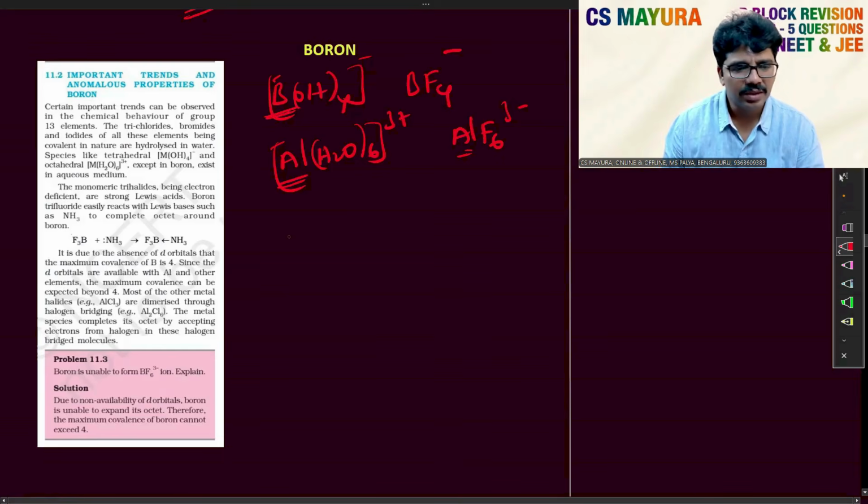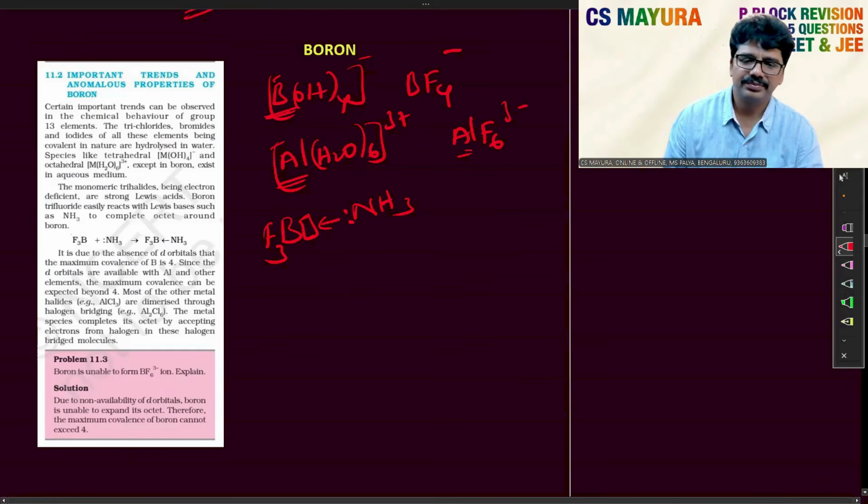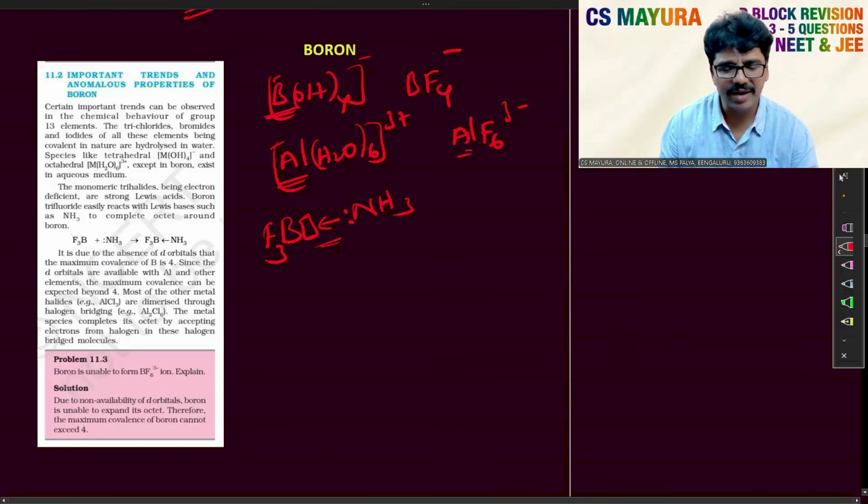That is one point. Now another point is, I am taking BF3 molecule, and I am taking ammonia here. In BF3, boron has a vacant orbital, incomplete octet. Nitrogen has a lone pair. So there is a dative bond formation. BF3 valence is 3. After formation of this dative bond, its maximum valency becomes 4.